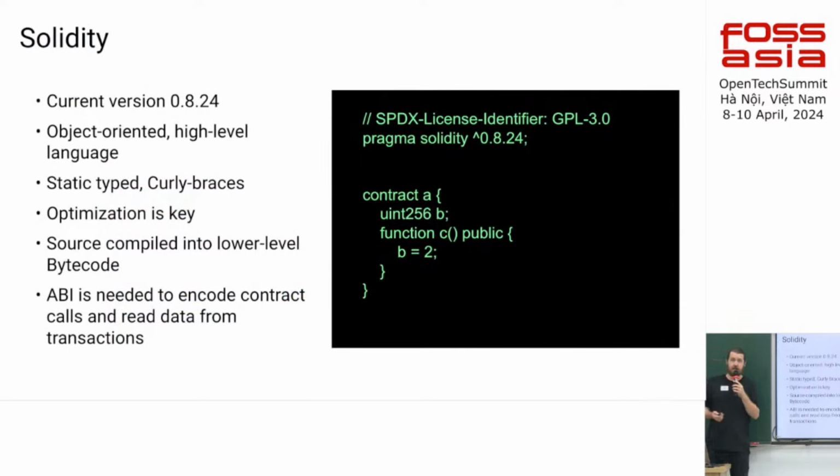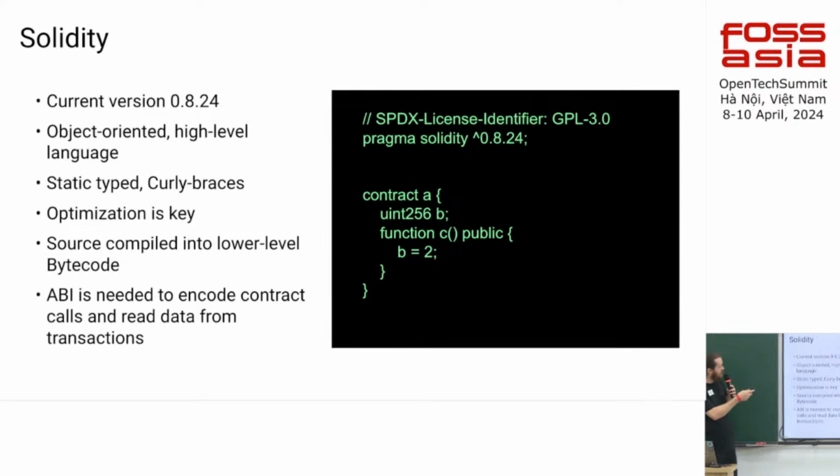So what does Solidity look like? The cool thing is if you've written any code ever in your life, Solidity is probably the easiest language to learn because it has really basic functionality. That makes it easy to read and easy to write. It's nothing crazy. It's not very complex. The current version today is 0.8.24. It is object oriented and it is a high-level language. As you can see here, it is statically typed as well, with curly braces. So it looks very similar to JavaScript in some ways.